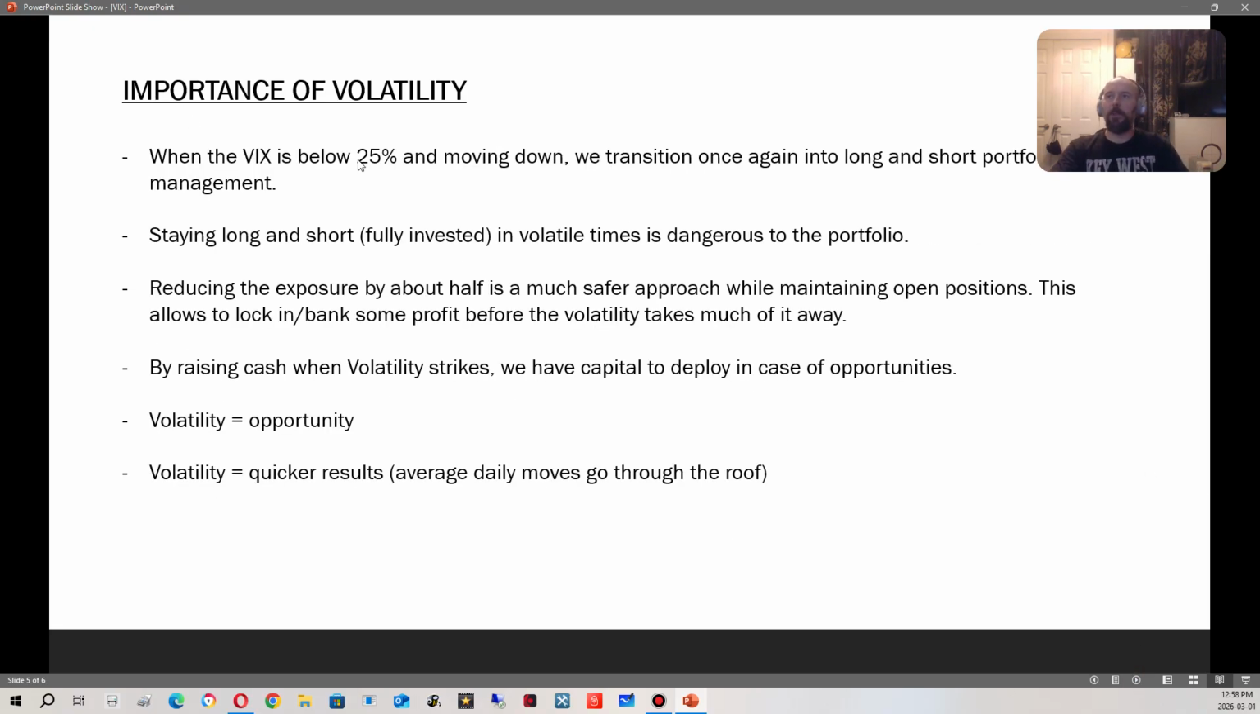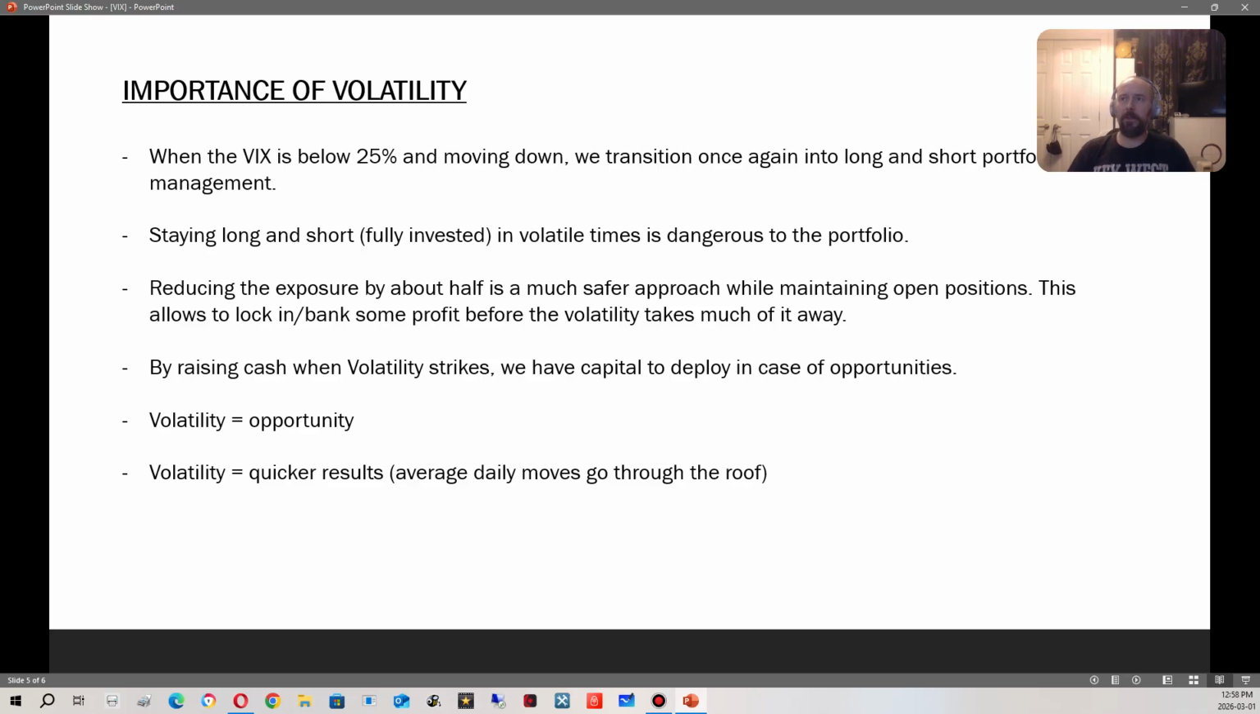When the VIX is below 25% and moving down, we transition once again into long and short portfolio management. When you see VIX come down from highs, go through the 25 mark, and it's quickly going down, it's time to start building up that long and short portfolio, increasing the exposure. We are expecting a lot less volatility moving forward.